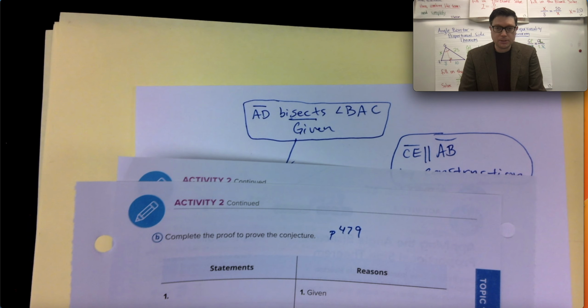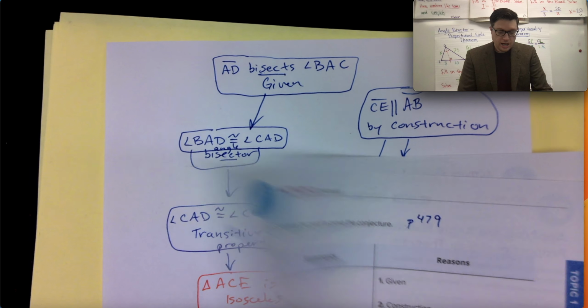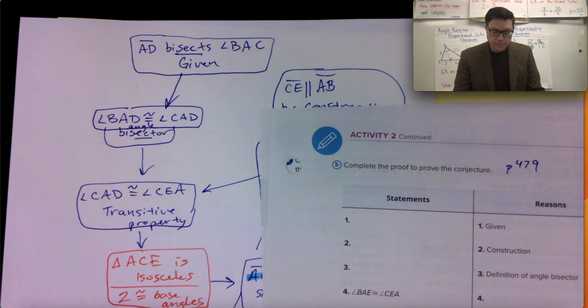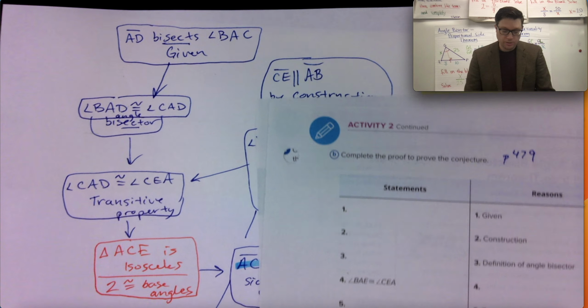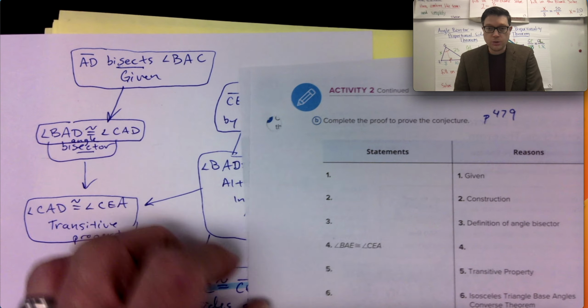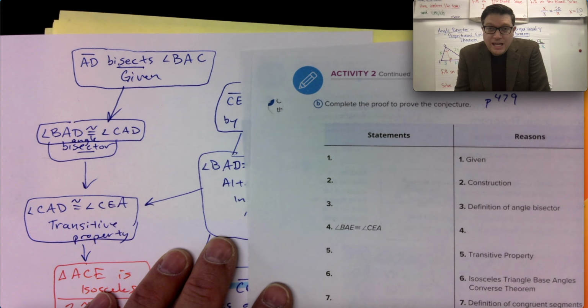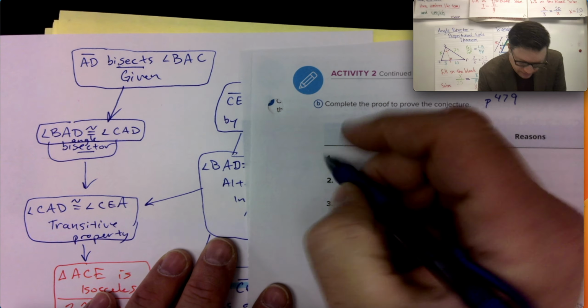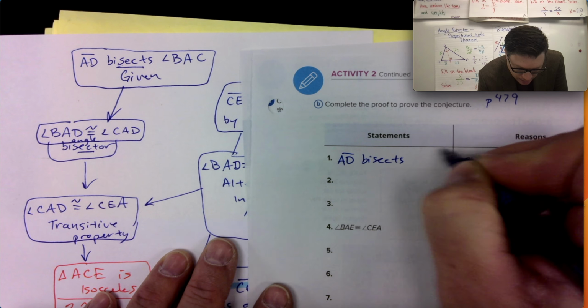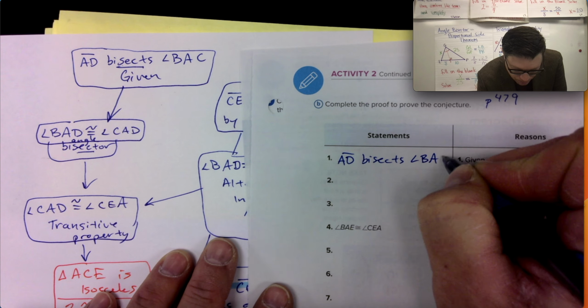So the goal now from the flow proof is to fill in the blanks on this 2-column proof. I've got this work on the side, which is what that was from that video, and now I'm going to write it into the 2-column proof. The statements are the first things, the reasons are what go below them. So the first one is the given. Always lead off with the given. AD bisects angle BAC.